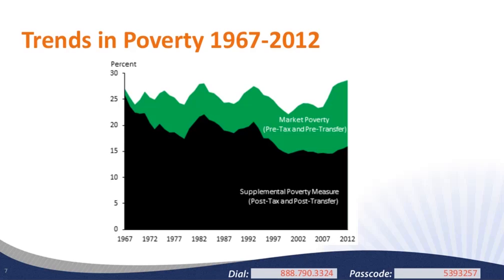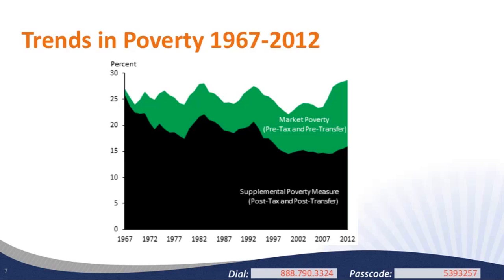It's how much poverty the economy creates. As you can see, market poverty in 2012 was actually a bit higher than it was in 1967 before the war on poverty. But now look at that black line. That shows us the actual poverty rate using the Census Bureau's new supplemental measure.